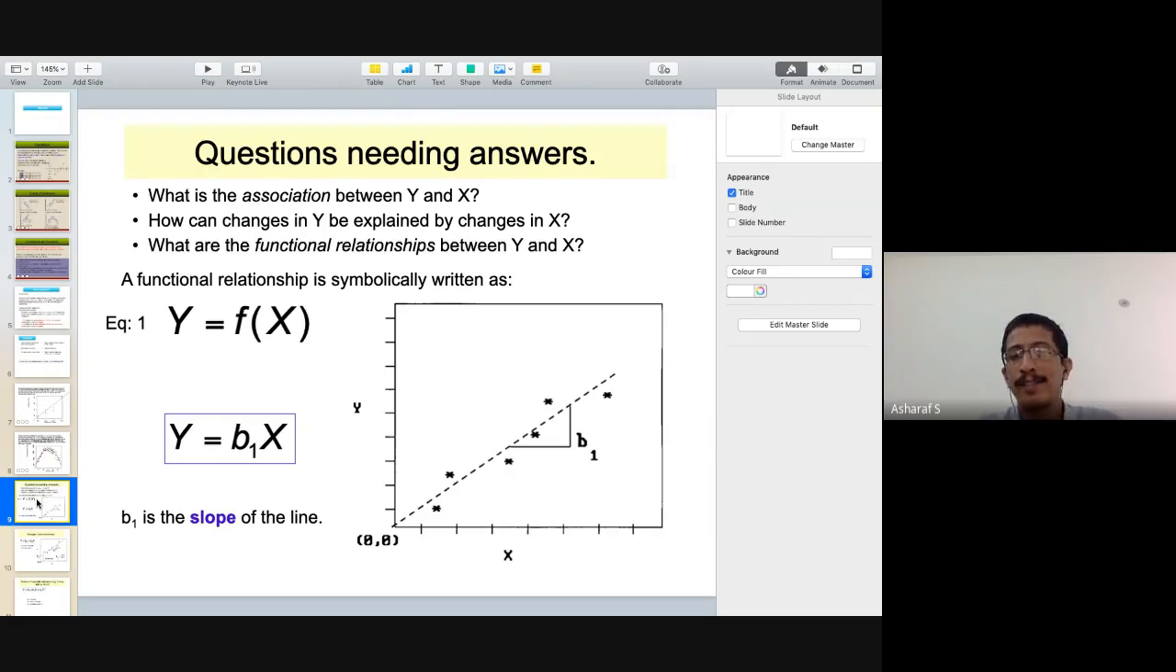The simplest among that would be, let's assume that the relationship is linear. y is mx, or y is b1x, or beta 1 x, where b1 or beta 1 or m, however you represent it, becomes the slope of the line. And we are considering a line which is passing through the origin, so the y-intercept is also 0. y is equal to mx is the simplest among the relationships. If the relationship is linear, how do you model that relationship? That is our topic today.